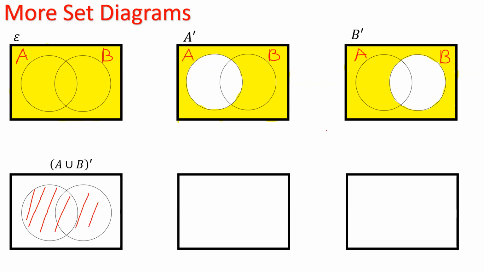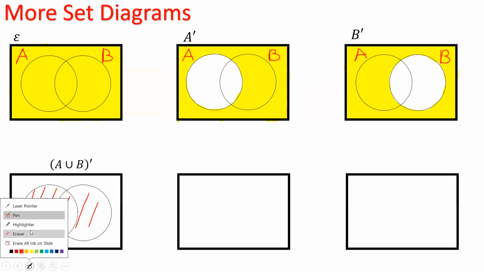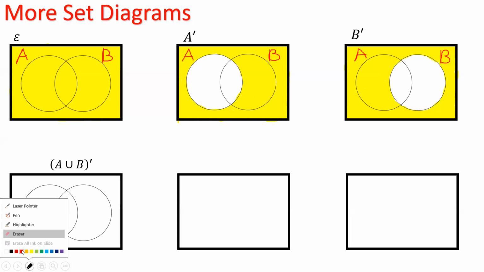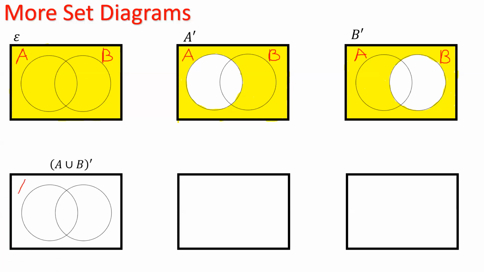Exactly. But remember, we want the complement. So we cannot shade this. You have to shade on the outside, because we want the complement of it. So you can't shade in this; you have to shade in the complement. So it's going to be the outside box, everything on the outside. Do not touch A and B. That's what the complement says.